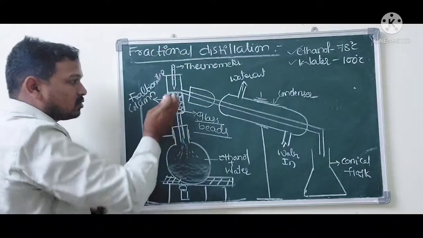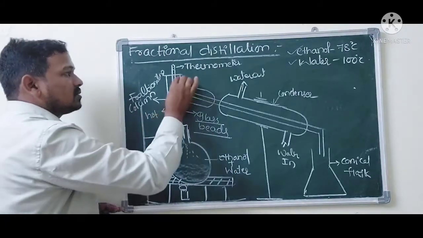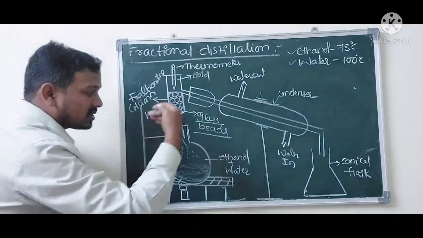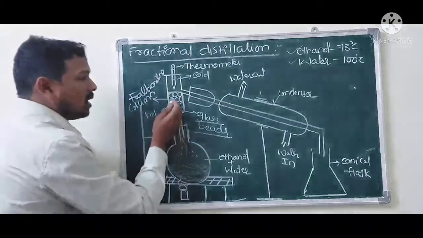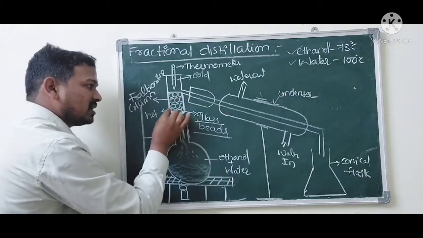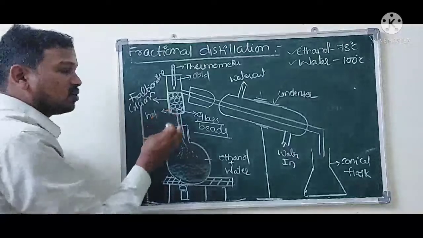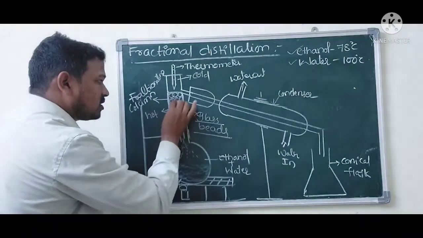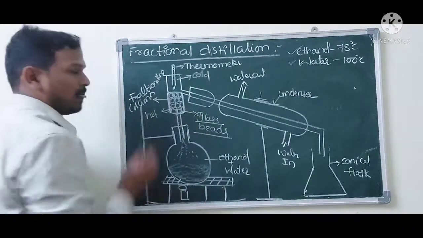By giving the temperature to the glass beads, this part becomes hot and this part becomes cold. So what will happen? This continuous process is happening, and the ethanol vapor will go and hit the beads. Sometimes the temperature of these glass beads and the vapors of the ethanol will be the same, so there is no scope for the condensation of the ethanol. Then with the help of the small gaps, the ethanol vapor reaches the top.